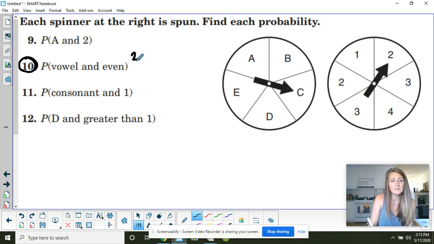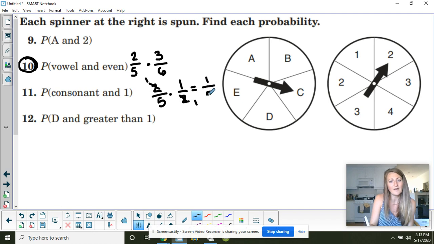There are 2 ways that we could get a vowel. A and E are both vowels, and an even number. Let's see, 1, 2, 3 even numbers out of 6 different ways that we could spin this. I want to simplify before we multiply. 2 over 5 times 1 over 2. And we can even simplify in advance right here. And our answer here is 1 over 5. So 1 over 5 or 20%.